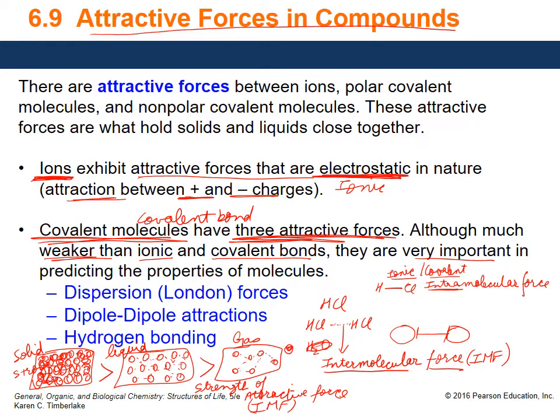These three forces of attraction are called either a dispersion force, also called London force, dispersion or London. The second is dipole-dipole force of attraction, and the third one is hydrogen bonding. Okay, so these are three different types of attractive forces that are usually present in covalent molecules. And even though they are very weak, they can still be very significant in predicting what the property of a molecule is.